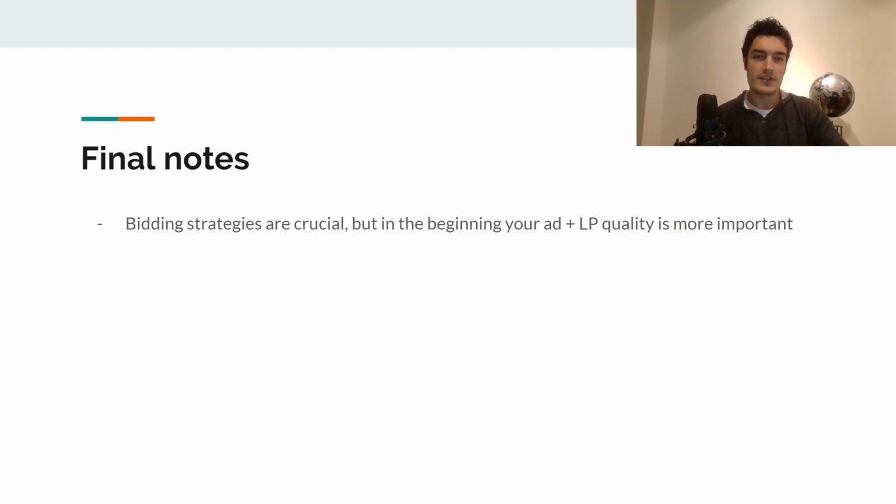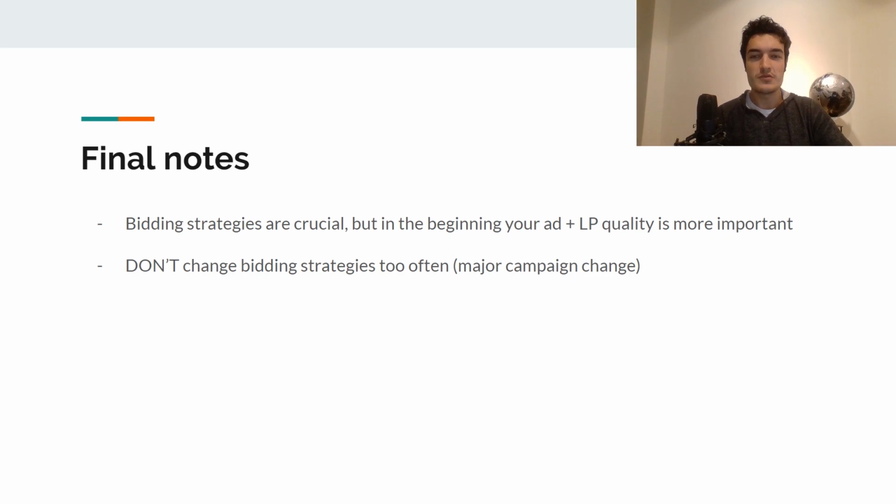If you are really struggling to take your business off the ground in the first place, making your first few sales, I can guarantee that in 99.9% of the cases, it's not the bidding strategy, and you shouldn't worry about it. Simply put it on manual and that's it. Then don't change bidding strategies too often, because it's a major campaign change that kind of messes with the optimization.